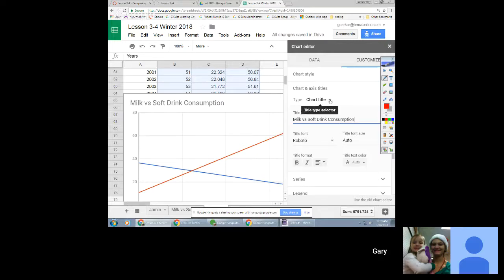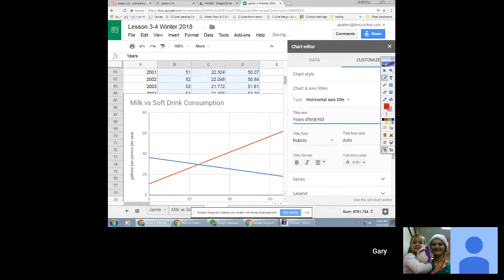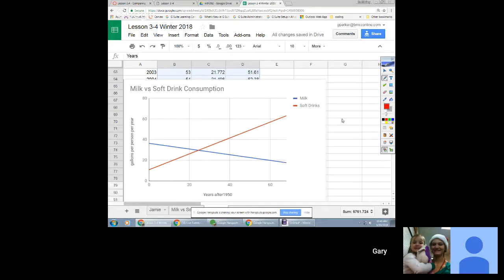So let's see, what else do we need? We got that. We need a vertical title. Sure. Gallons per person per year. And horizontal: Year after 1950. Oh, I should have a nice pretty chart. Look at that. Gorgeous. All right.